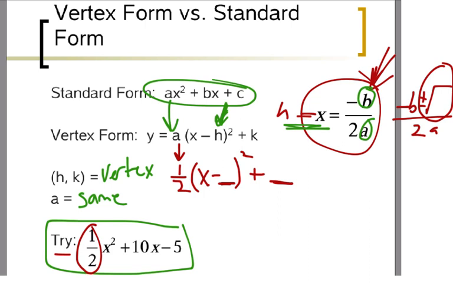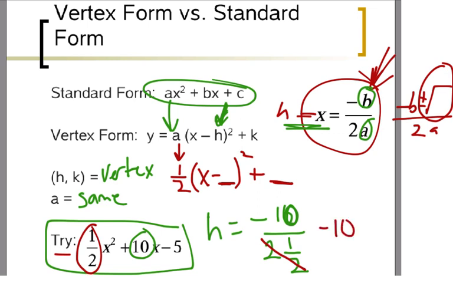So to do that, I need to use the formula, which is h equals negative b. So in this formula down here, it's negative 10 over, so that's a 10, over 2 times my a, which is 1/2. And the 1/2 on the bottom times the 2 turns into just a 1. So this is negative 10 over 1, which is just negative 10. So the x value of my vertex, the h, is negative 10. So it's going to be x minus 10. I could just go ahead and plug that in there for my h value.